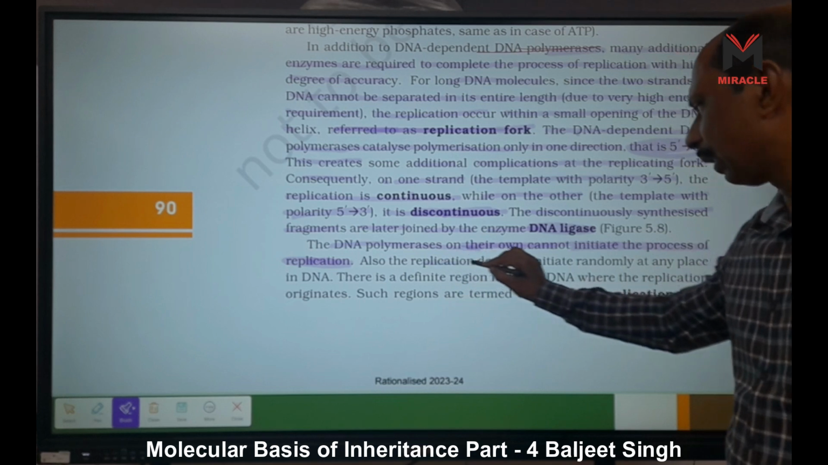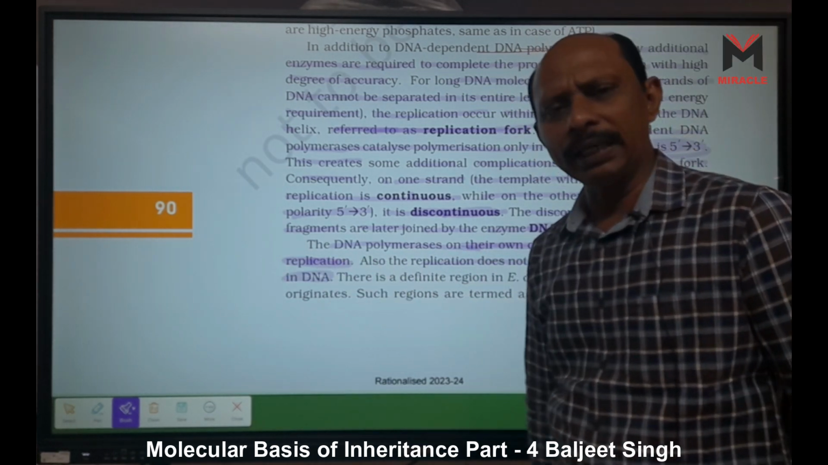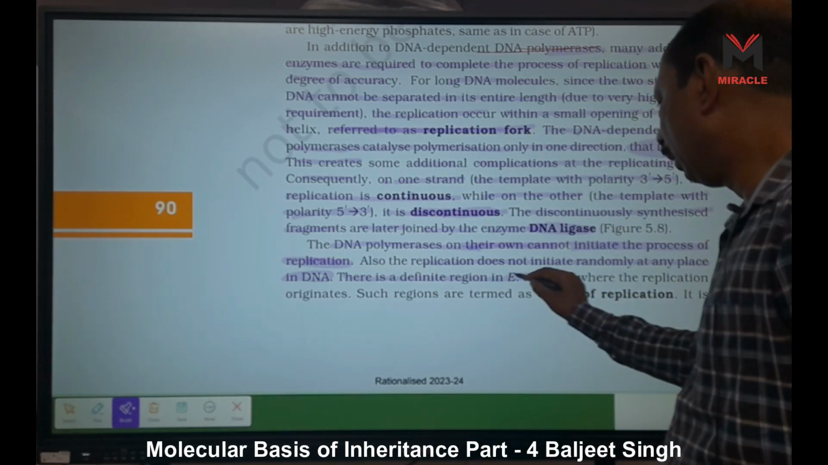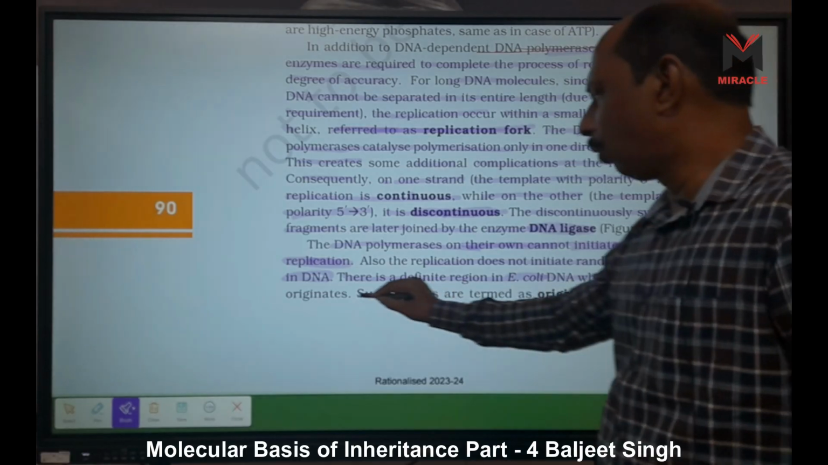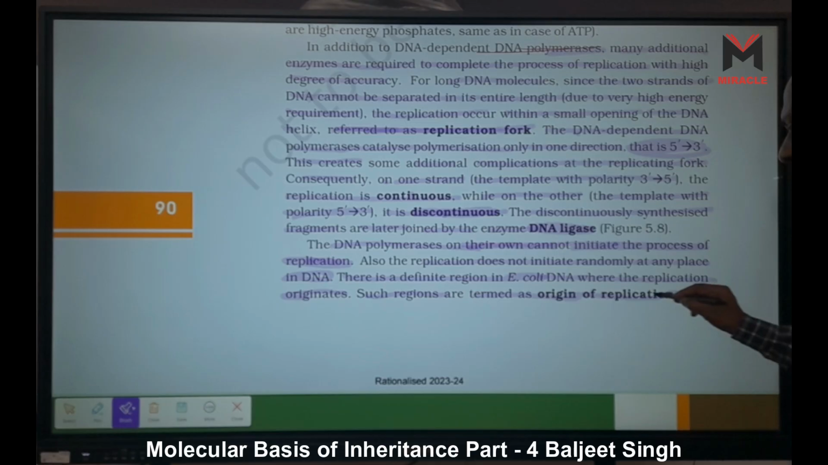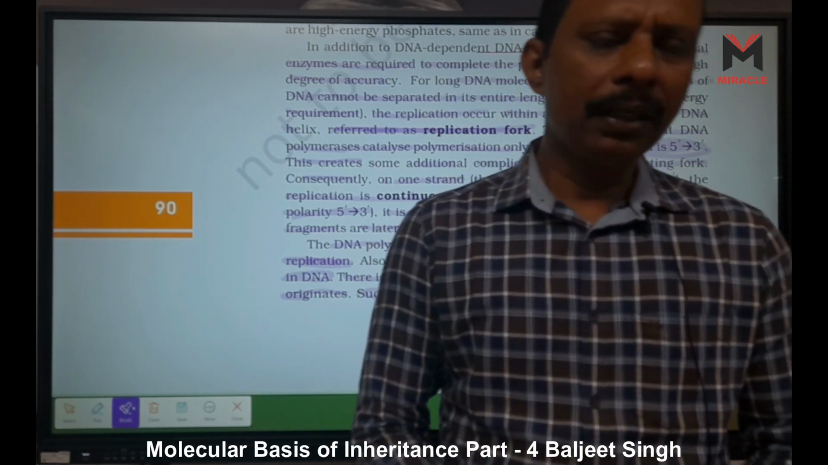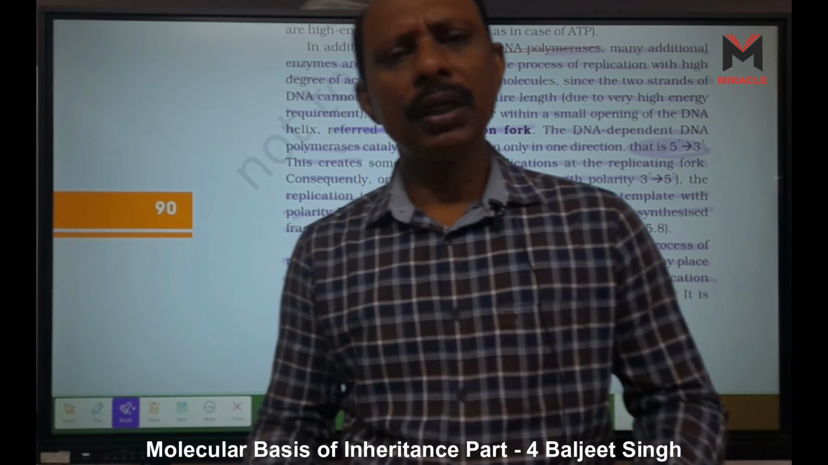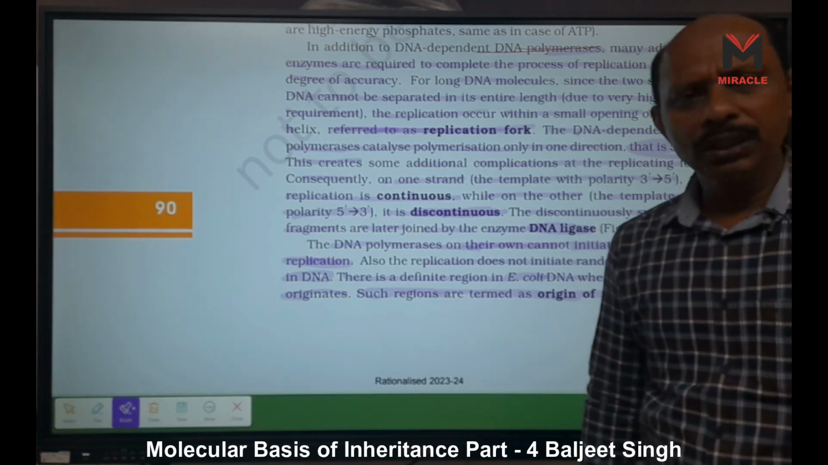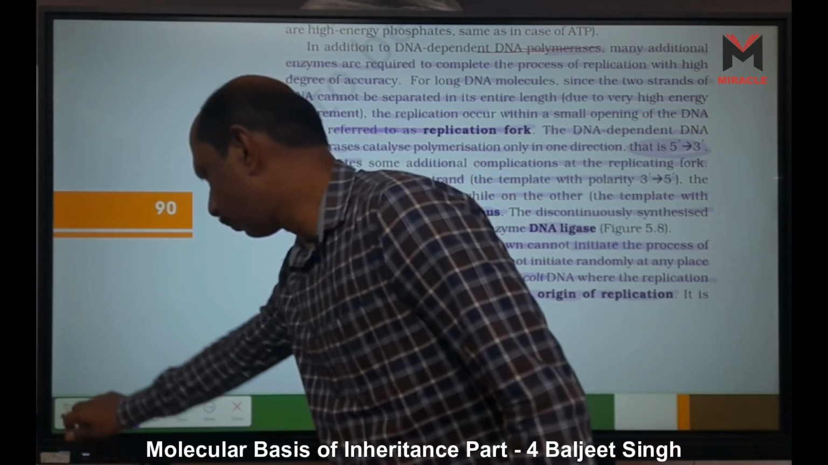Also, the replication does not initiate randomly at any place in DNA. It has a specific site, and these sites are called initiation sites. There is a definite region in E. coli DNA where the replication originates, and such regions are termed the origin of replication. I already told you, in prokaryotes only one origin of replication is there, but in eukaryotes they have more than one origin of replication. This origin of replication is also called the initiation site. Okay.